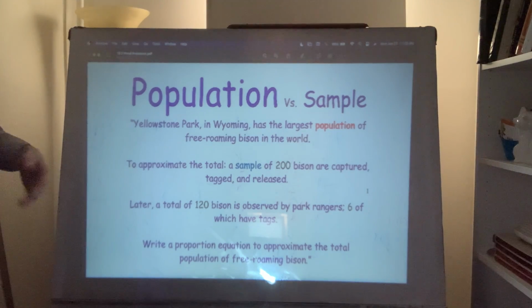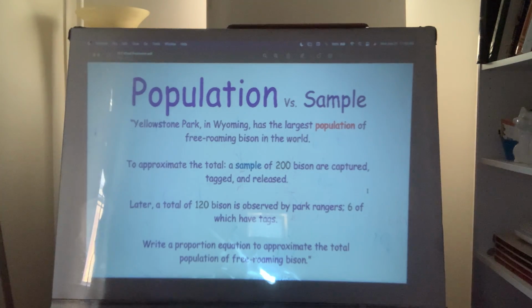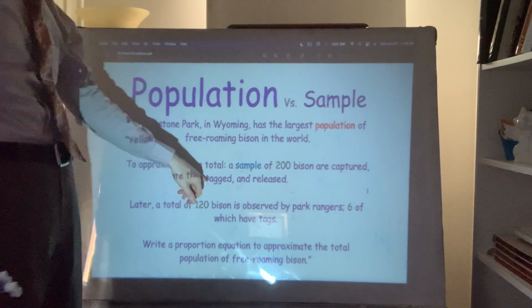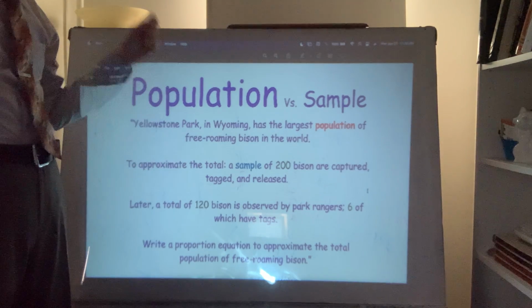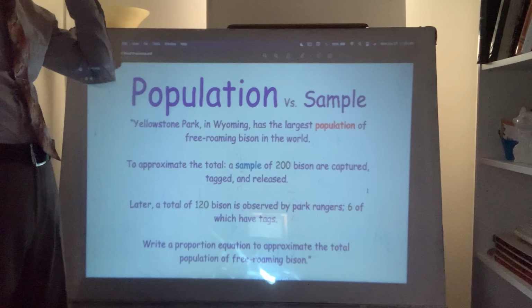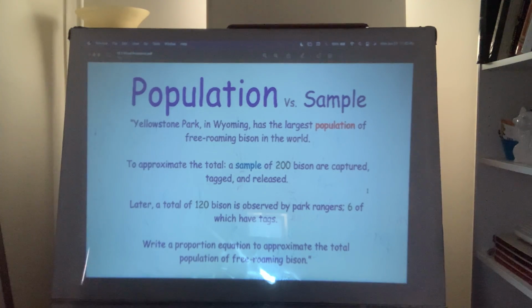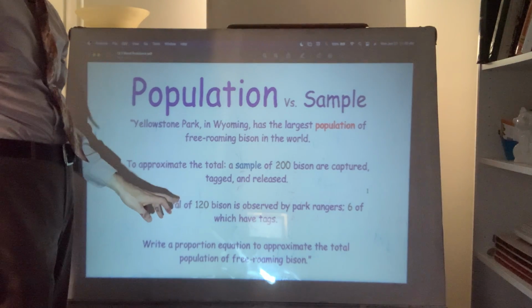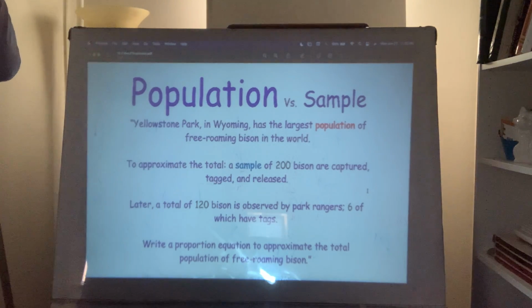Yellowstone Park in Wyoming has the largest population of free-roaming bison in the world. To approximate the total, a sample of 200 bison are captured, tagged, and released, which to me doesn't sound too pleasant for the bison, but this is how they count them. So they'll put something maybe in their ear or in an obvious place where they could see from a distance perhaps. A tag. Later, a total of 120 bison is observed by park rangers, 6 of which have the tags.